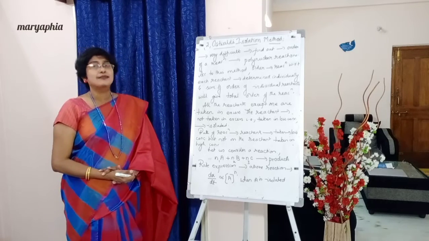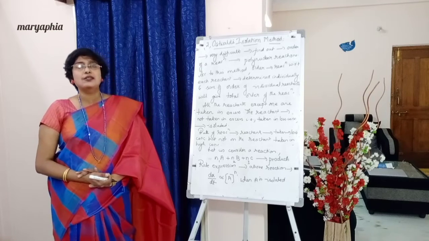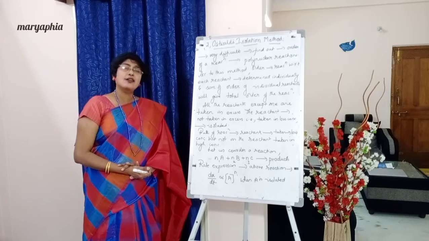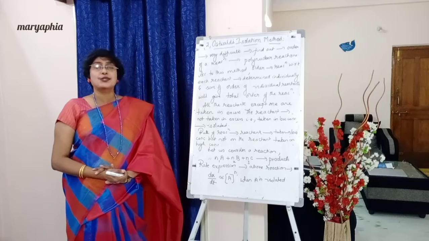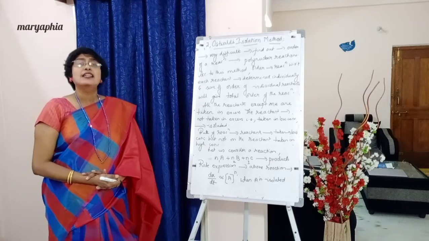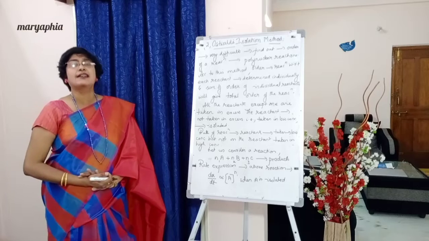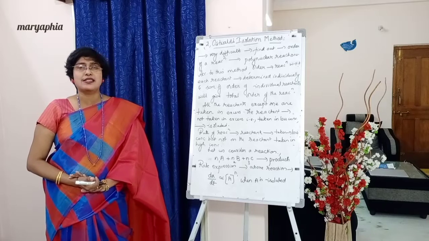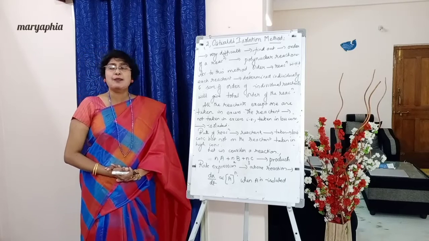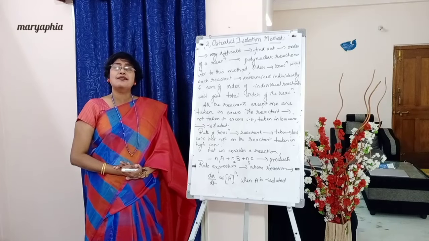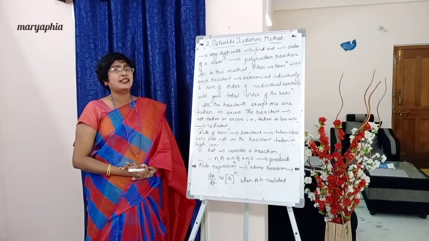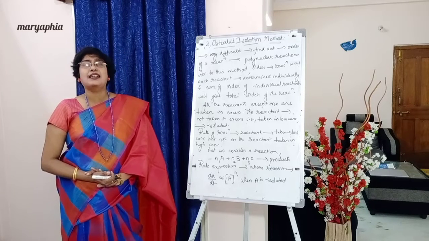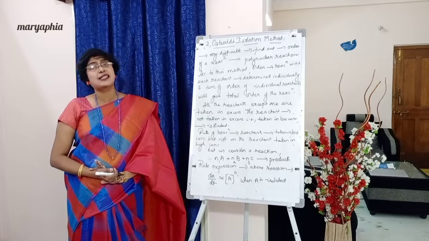Below write down: according to this method, the order of the reaction with respect to each reactant is determined individually. Suppose there are 4 reactants, students, A plus B plus C plus D. Then the order of the reaction with respect to A is determined separately. The order of the reaction with respect to B is determined separately. Order of the reaction with respect to C, with respect to D.